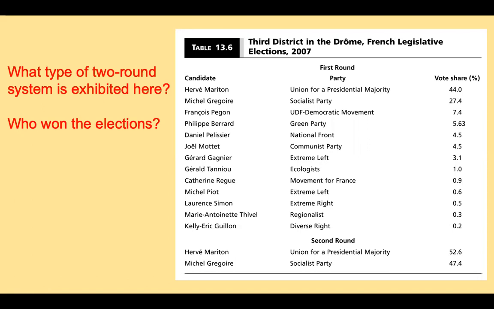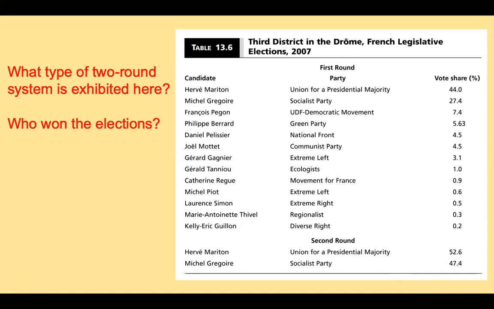Now, those who would argue that the two-round system is more democratic would say that it does come down to choice, and it comes down to giving voters a second look after the first round of elections comes to an end and all of these different candidates have been sorted through. Of course, if you're Mariton and you lose the second round despite winning the first round, you would argue that feels undemocratic. Where you stand depends on where you sit.